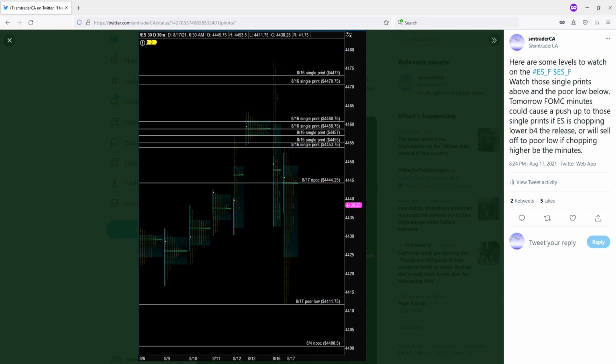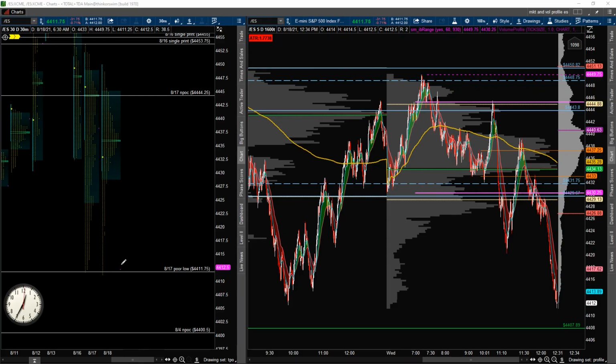So here's what it's doing right now. As you can see, we took out that poor low. Right now I'm even looking at the possibility that it might flush down to this point of control at 4,400 before the close. We have about 25 minutes before the close. Today is OPEX Wednesday, so we'll keep an eye on that.